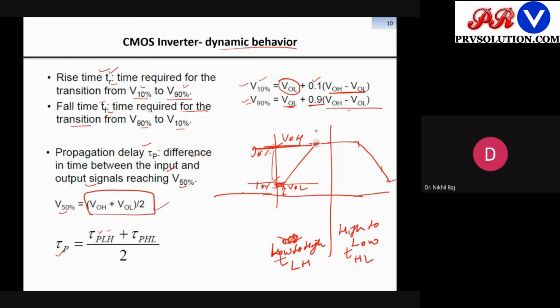Low to high transition means how much time is consumed in reaching 50%, and high to low means how much time is consumed going from high to low, from here to here. So this will be TP high to low, and this will be TP low to high. Okay. And the total propagation delay is given by taking the average of the two delays, and this decides how much time is taken to compute the output.